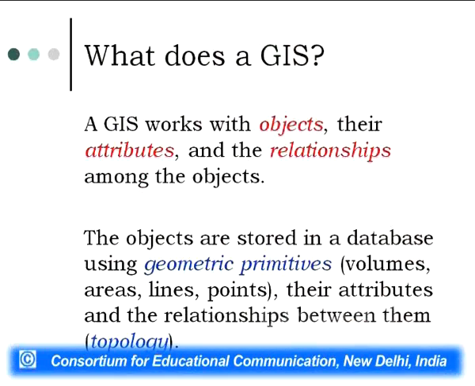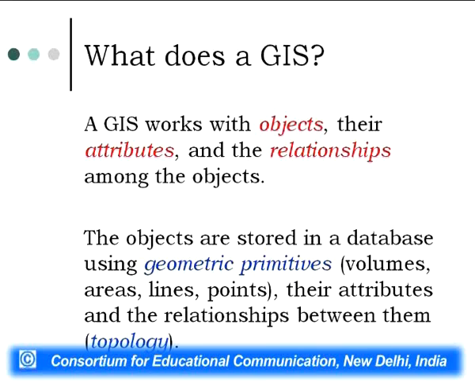Now, what does a GIS do? GIS works with objects, their attributes, and relationships among the objects. The objects are stored in a database using geometric primitives: volume, area, lines, points. Their attributes and the relationship between them is possible because of topology. Now, we need to look into it for further understanding, what these objects are and why there is a need to have these objects.